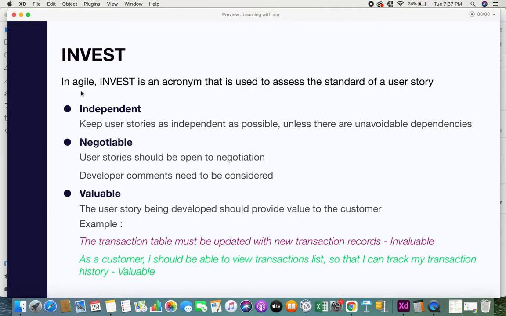So the first criterion. The I in INVEST stands for independent. A user story has to be as independent as possible, unless there are unavoidable dependencies. When you write or create user stories, it's always important to keep in mind that the user stories are at utmost independence.